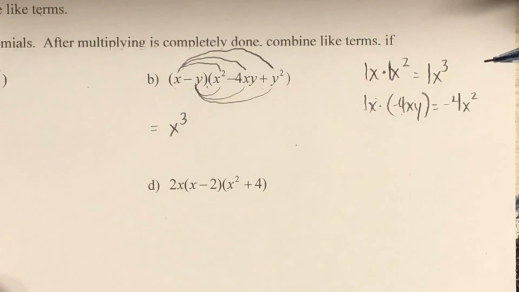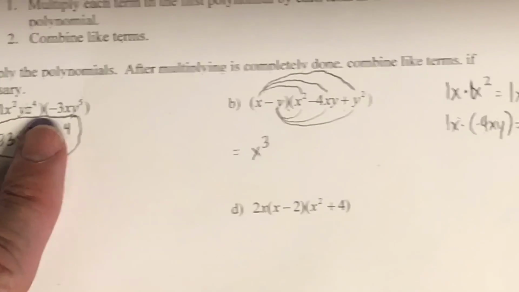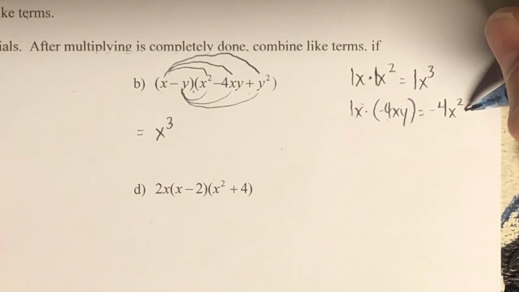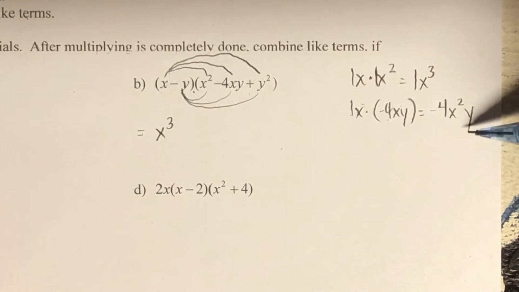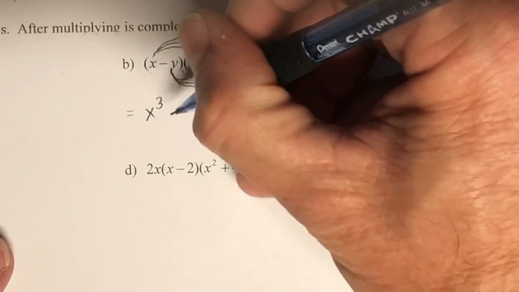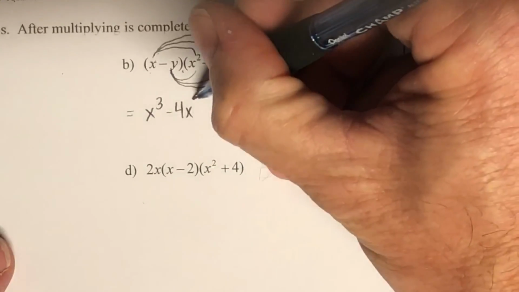And then just like with the z to the fourth in the first problem over here, okay, because of the fact that the y doesn't have another y to multiply by, you just bring that down into the answer. And so negative 4x squared y. So we take that and we put that down here, okay.